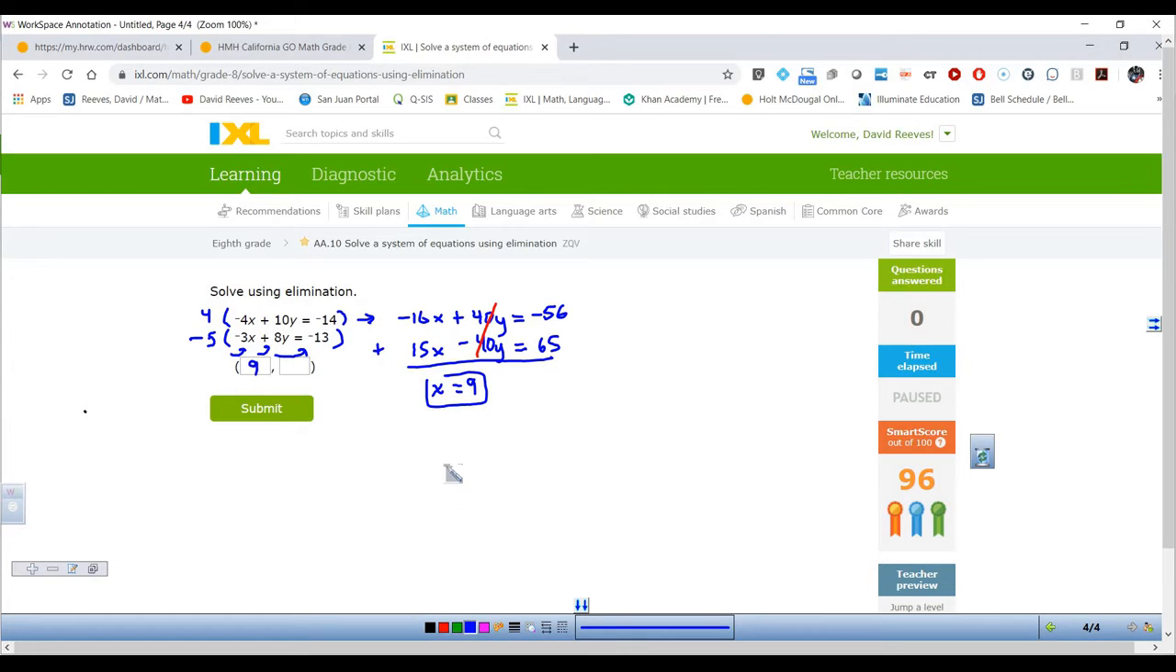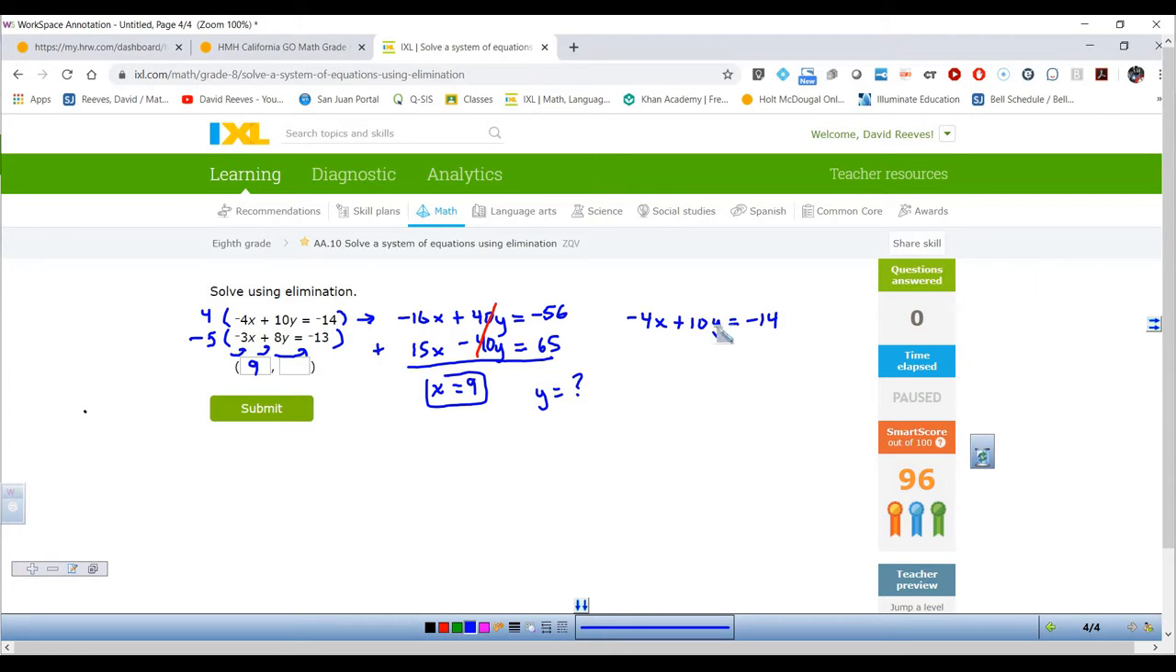Now the question is, what does y equal? All right, so again, if you've been paying attention, you know that you go back to one of your two equations, your original. You also can use these ones, but I always recommend going back to one of your original ones. I'm just going to go ahead and use my top equation. Negative 4x plus 10y equals negative 14.